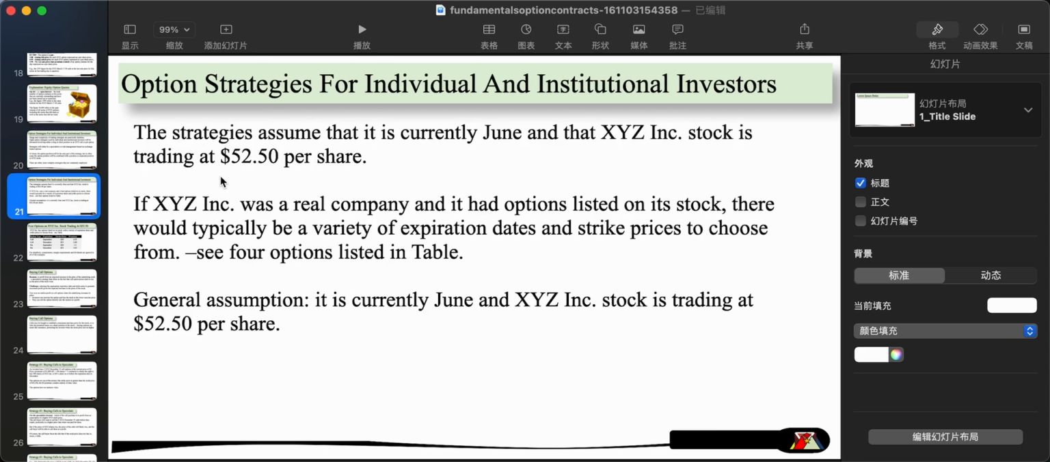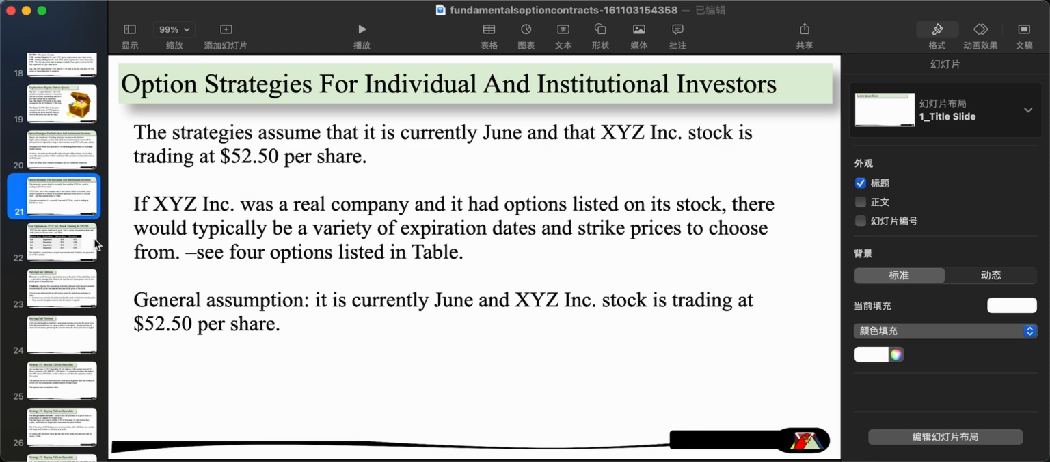The strategies assume that it is currently June and that XYZ Incorporation stock is trading at $52.5 per share. If XYZ Incorporation was a real company and it had options listed on the stock, there would typically be a variety of expirations, dates, and strike prices to choose from. See the 4 options listed in the table.